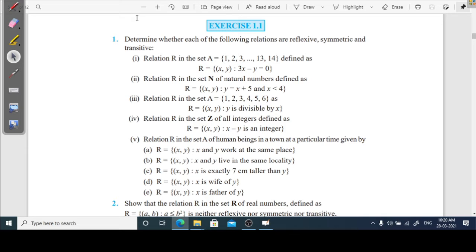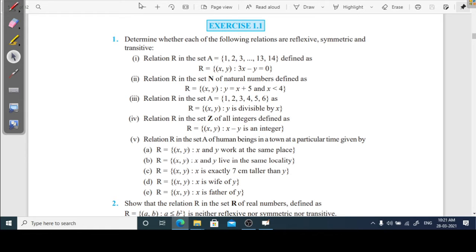Today we are going to discuss the first chapter, Relations and Functions, exercise 1. The first question: determine whether each of the following relations is reflexive, symmetric and transitive. There are a total of 5 sub-questions, A, B, C, D up to E.